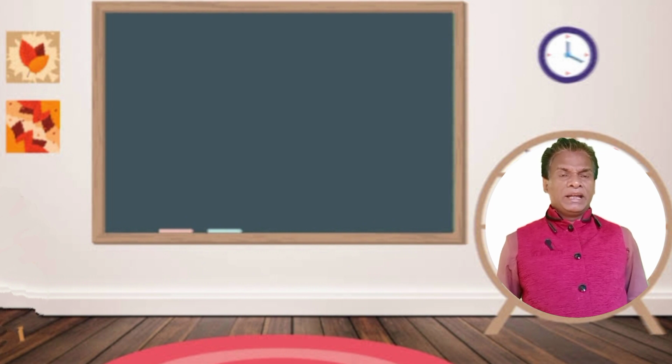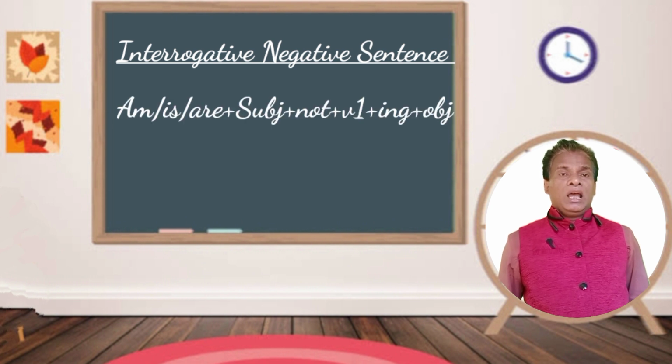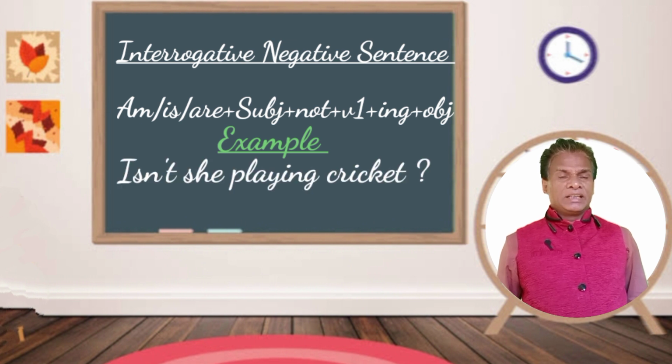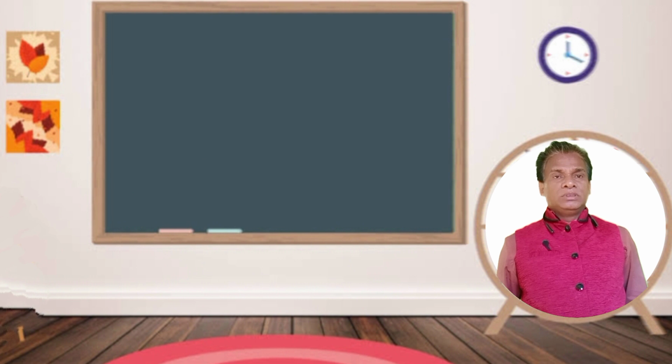Now interrogative negative sentences. Am, is, are plus subject plus not plus V1 plus ing plus object. Example: Isn't she playing cricket? Aren't they going to Ranchi?